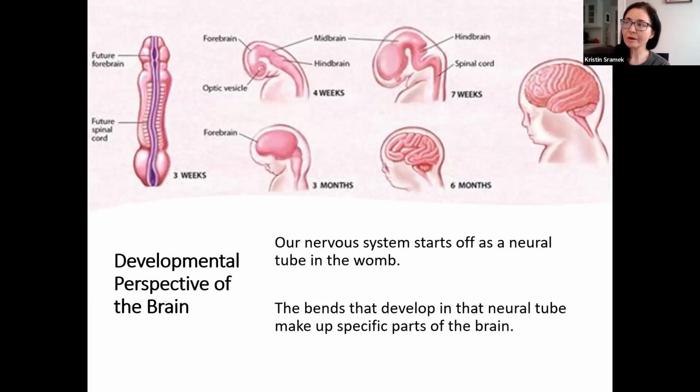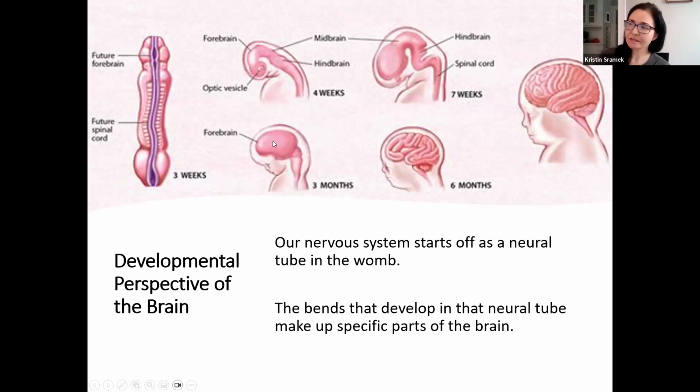And the neural tube begins to bend and fold in specific places that will then be considered parts of the brain in terms of this developmental perspective. So you can see here, as early as 4 weeks, we have what will eventually become the hindbrain, the midbrain, and the forebrain, and how that will demonstrate itself in the full grown brain. And you'll also notice how foldy this top layer is.